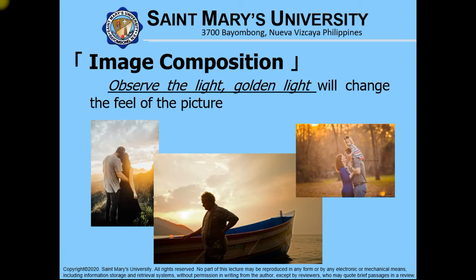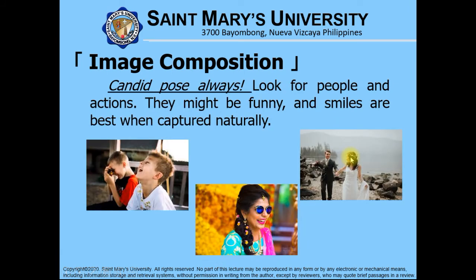And for the image composition, also observe the light and golden light. This will change the feel of the picture. So golden light and of course the background is important. And of course, always a candid pose. Candid is informal and without the knowledge of the subject itself. A candid pose is important in your photography, since people and action look funny, with smiles, and are best when captured naturally. So a candid shot is a natural way in photography.